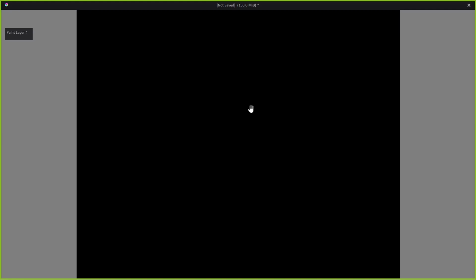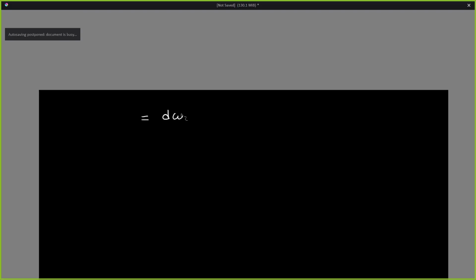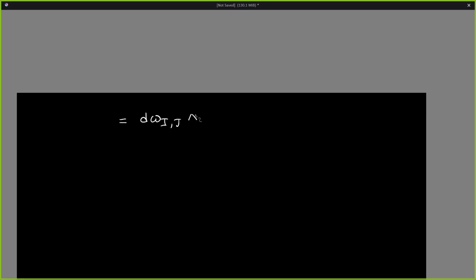Let's continue. Sorry about that. Let's continue decomposing this. So now we have just this term, d omega ij wedge dz I wedge dz bar j.